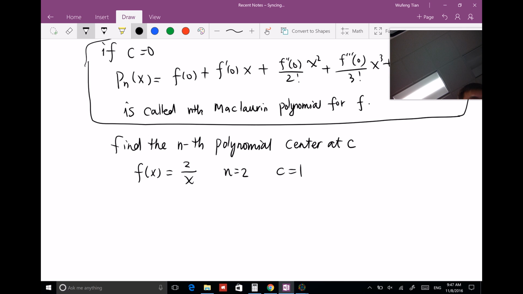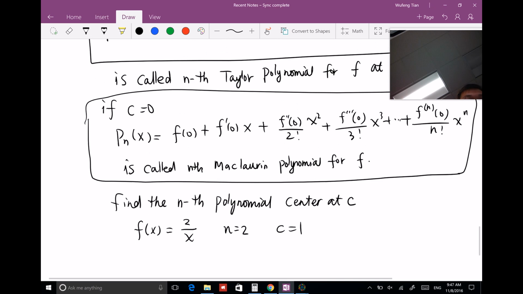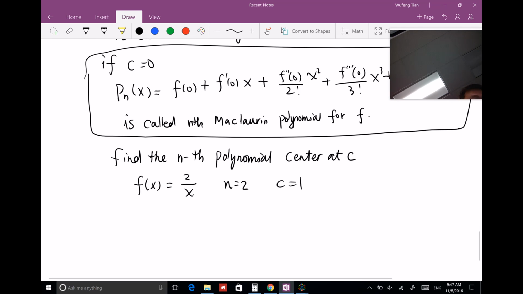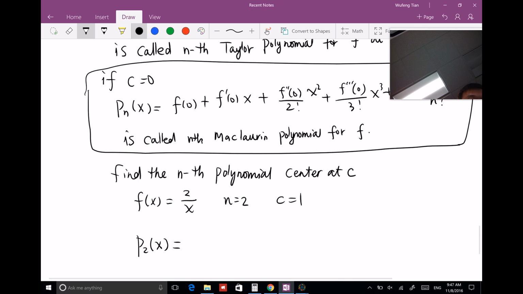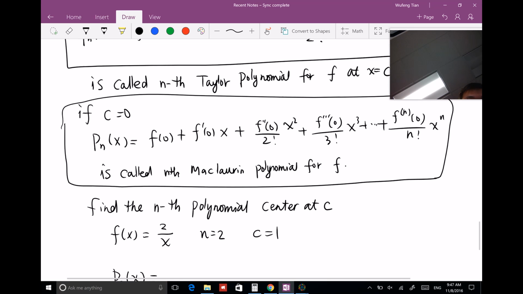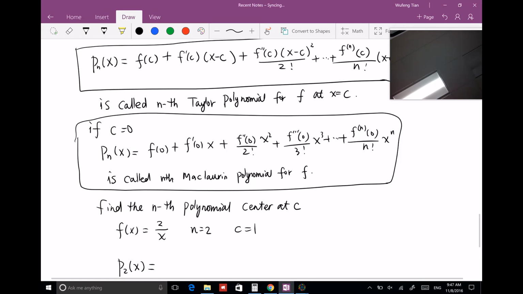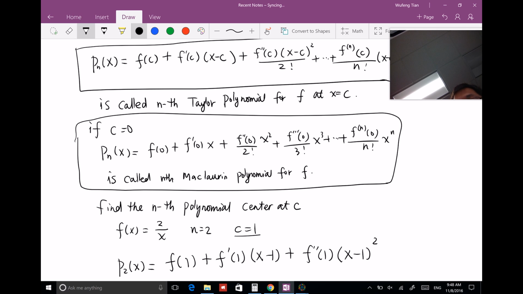So, according to the Taylor polynomial formula, we have P2(x) equals, just a little bit smaller so you can see that formula. So P2(x) equals f(1), since the center is 1, plus f prime of 1 times (x minus 1) plus the second derivative at 1 times (x minus 1) squared over 2 factorial.